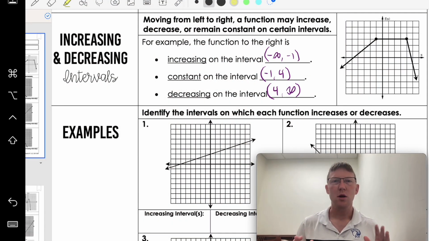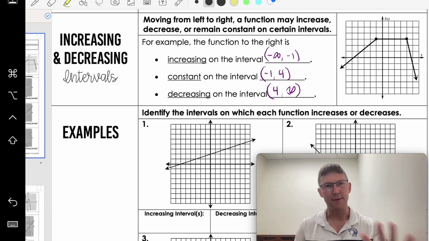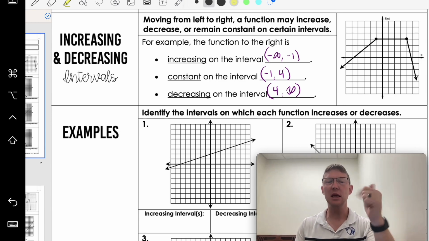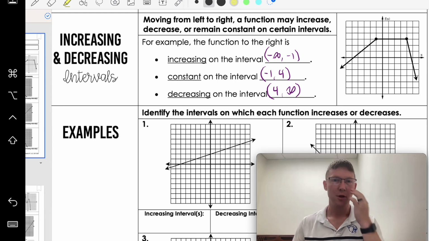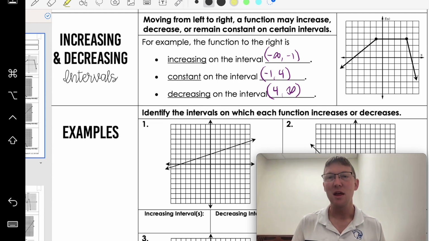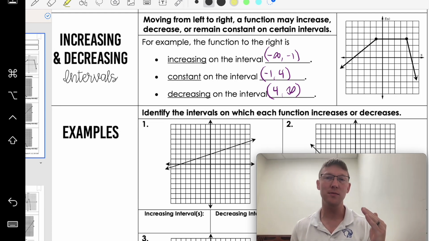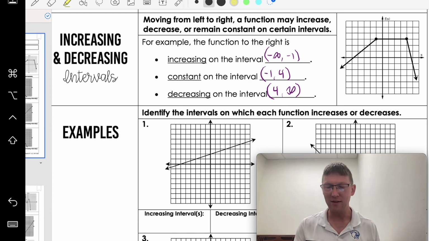All right, we are going to be talking about 4 different characteristics of graphs. We're going to start with increasing and decreasing, and then later on we're going to talk about end behavior. So increasing and decreasing is kind of exactly how it sounds. Is the graph increasing or is it decreasing? Now, what we mean by that is as you move left to right, are the y values getting bigger, staying the same, or getting smaller? That's what we mean by increasing.